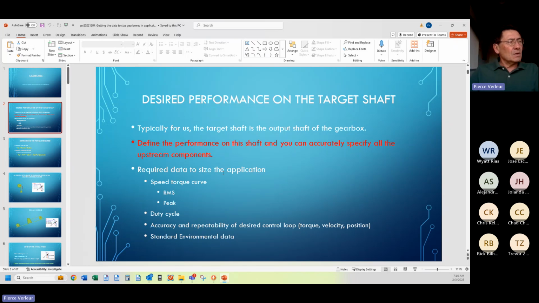Now, once we have established the speed torque curve of the machine, well, then we want to know how often the machine runs. This is for sizing the gearbox and the other components based on thermal considerations, as well as some life calculations if you're doing that. Then we want to get into things like accuracy and repeatability of torque, velocity, and position. If it's a turntable, for example, and again, that's one of those ubiquitous applications, you know how to size a turntable, you can attack a lot of different potential opportunities.